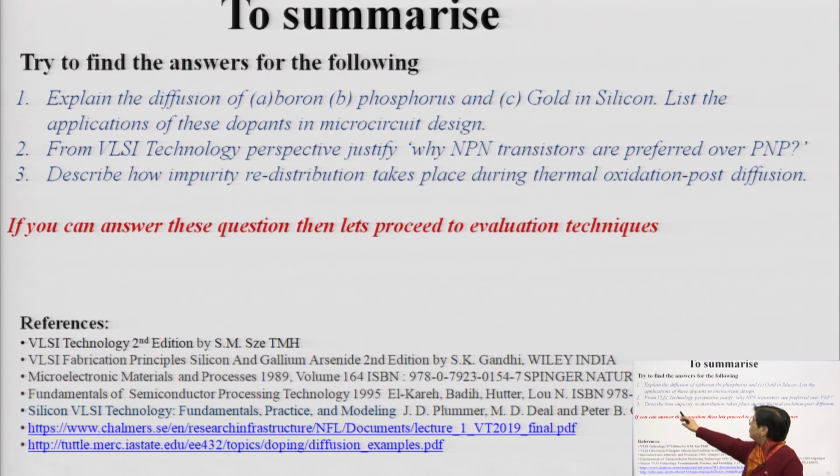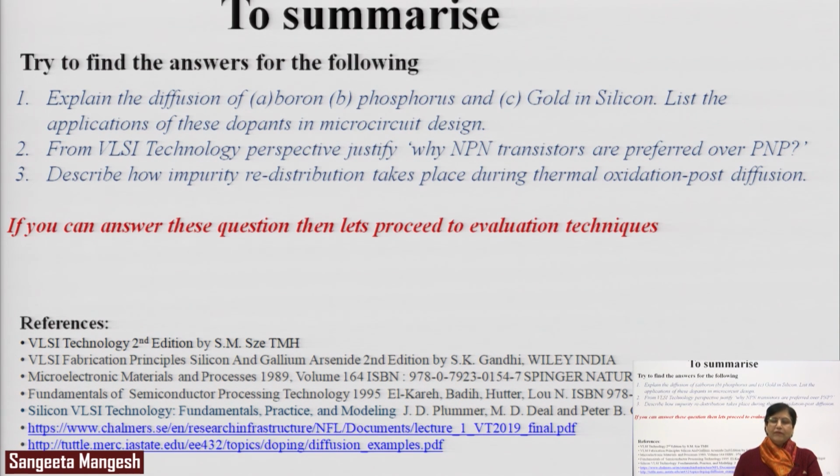Then, if you are able to understand how impurity redistribution happens, how the segregation coefficient impacts the redistribution at the oxide-silicon dioxide interface, and if you are able to analyze that, you will understand how difficult it is to get a precise dopant profile within the silicon and design a device with the desired electrical characteristics. So, once it is clear, let us go ahead with the next lecture, which will deal with the evaluation of the diffusion profiles.